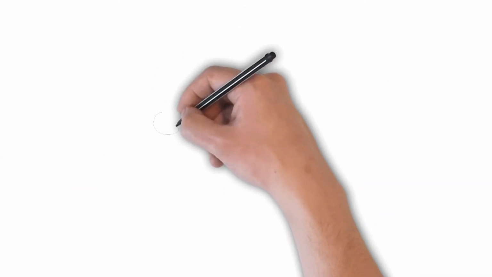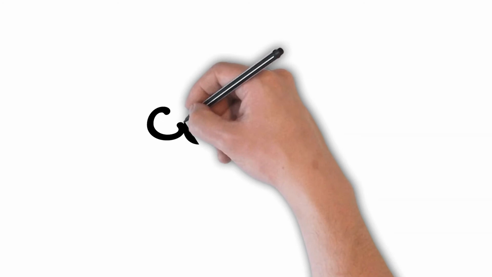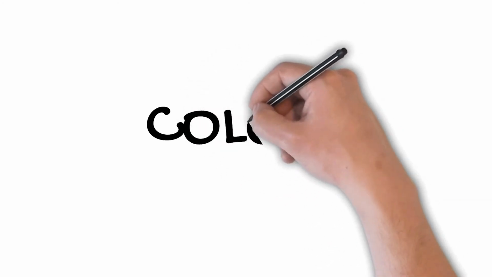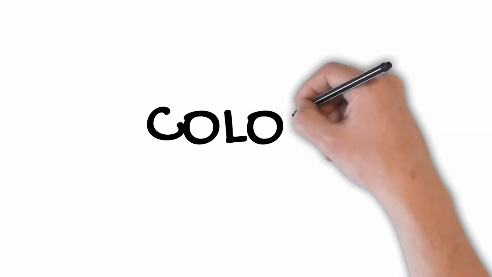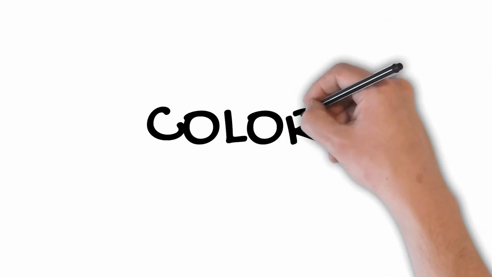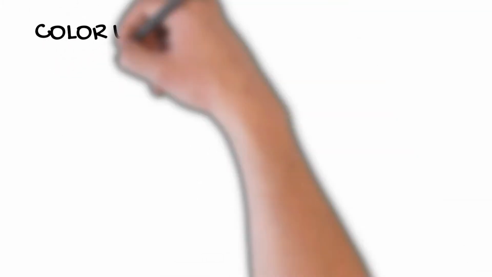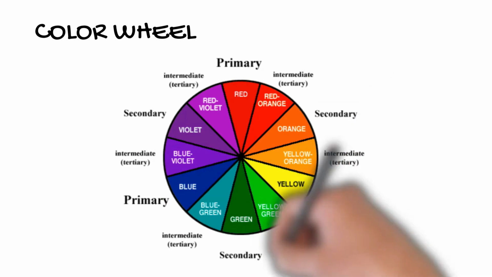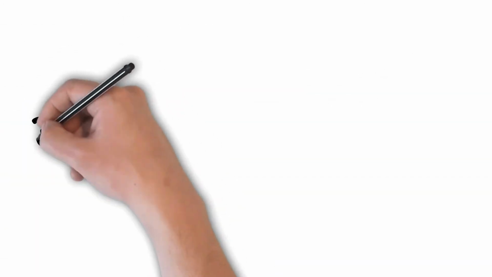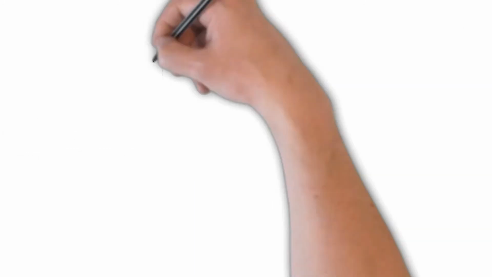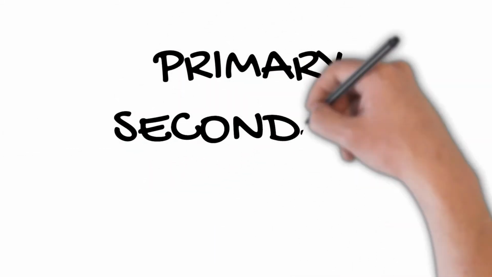Next is color. Color is the element of art that refers to the reflected light. This is where the color wheel comes in. The color wheel was developed by Isaac Newton. The concept of the color wheel is a blending of colors to make another one. There are three types of color in the color wheel: the primary, secondary, and tertiary.